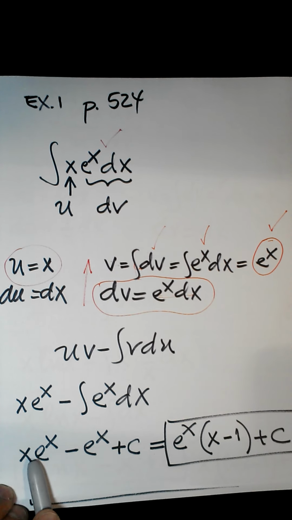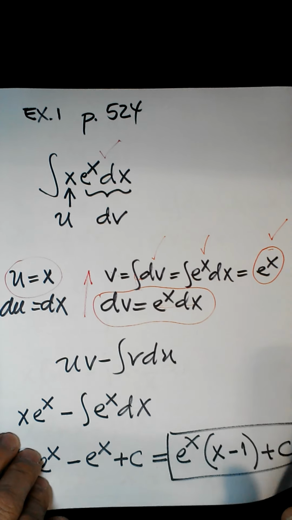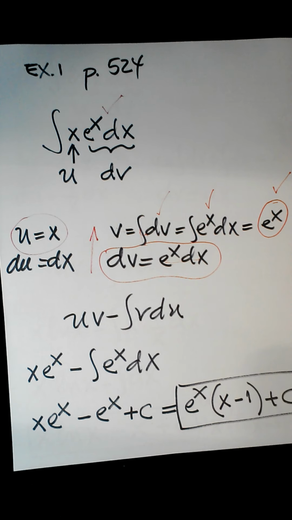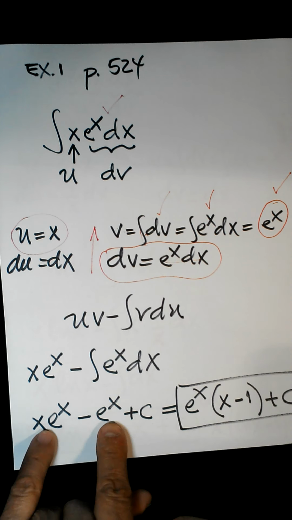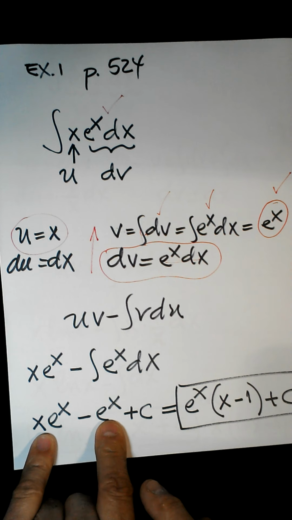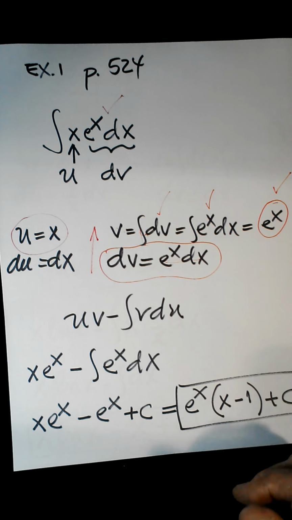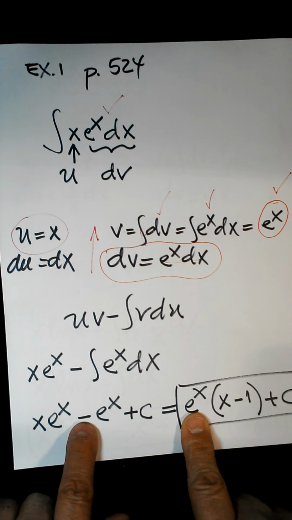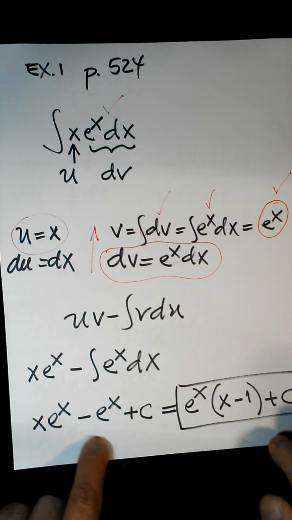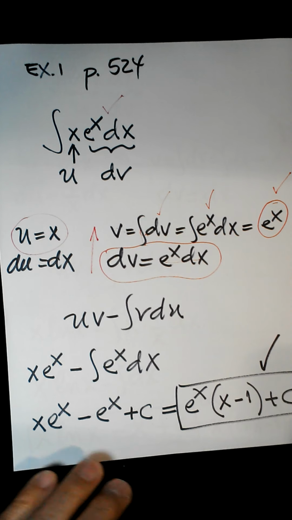Well, I copy this piece, and now I must integrate e to the x dx, which is simply e to the x with a minus sign. Now I have repeating terms, so I factor out the repeating parts, get out e to the x, and I have an x left, minus a number 1, plus c. So this is the integral.